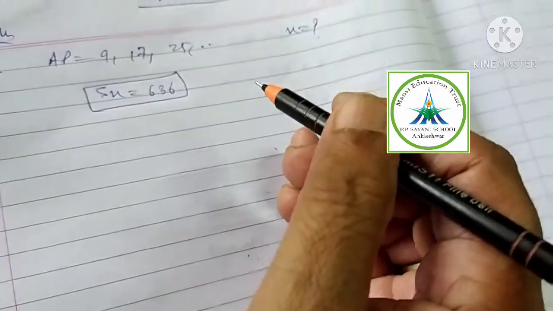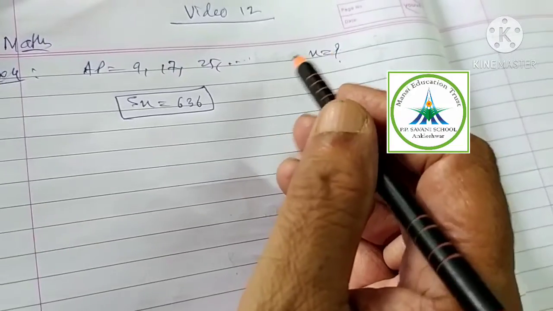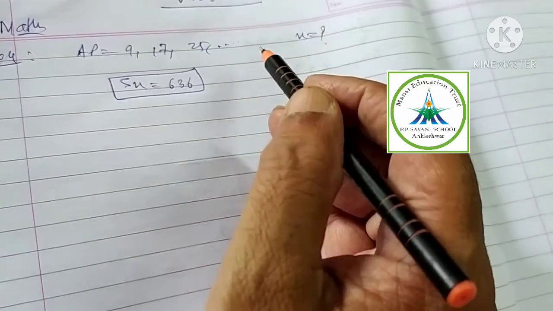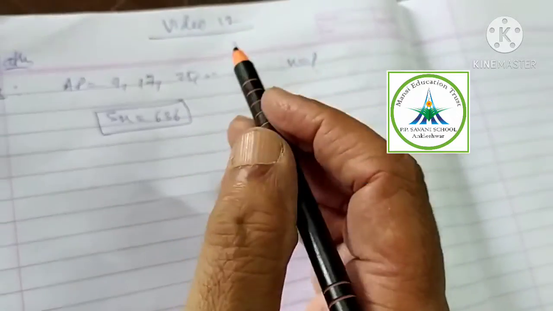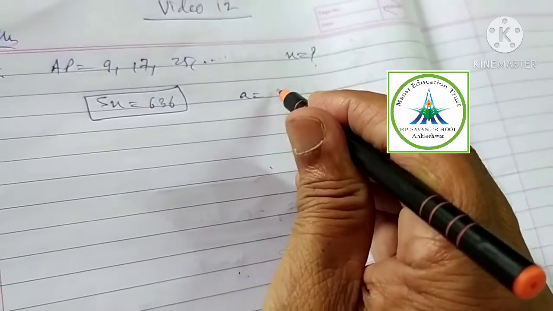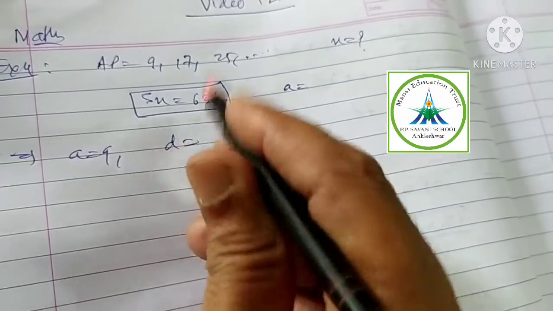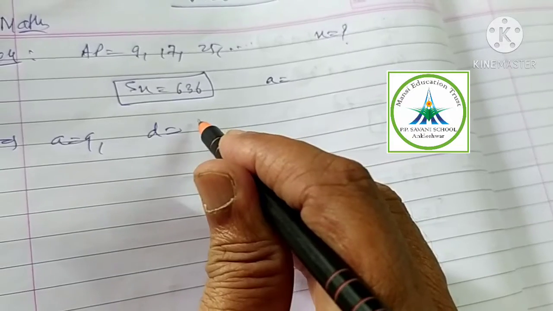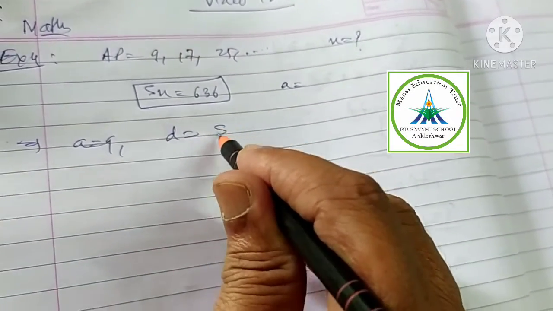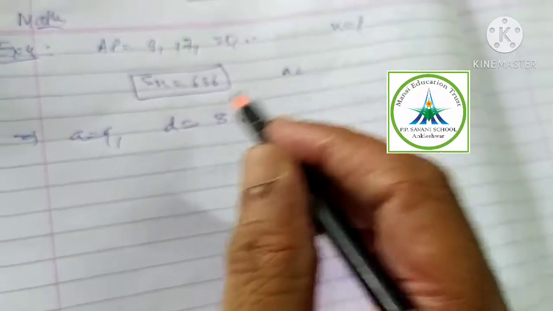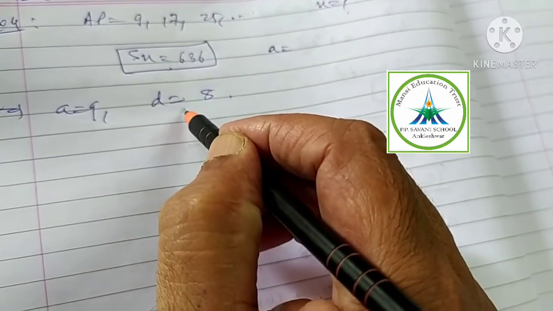Clear? From this example, you should understand what is asked, how many terms, and what is given, that the sum of the terms is equal to 636. Have you got Sn? Right? And if you know Sn, you know A equal to 9. D you can find: 17 minus 9, that is 8. Fine. Now see, I know Sn, I know A, I know D.